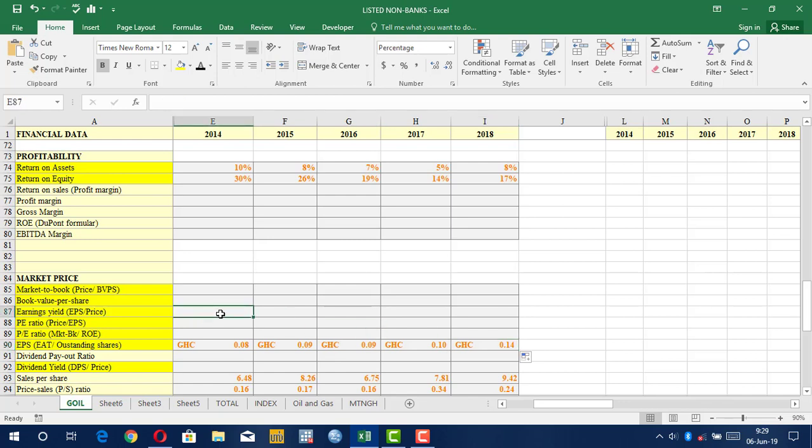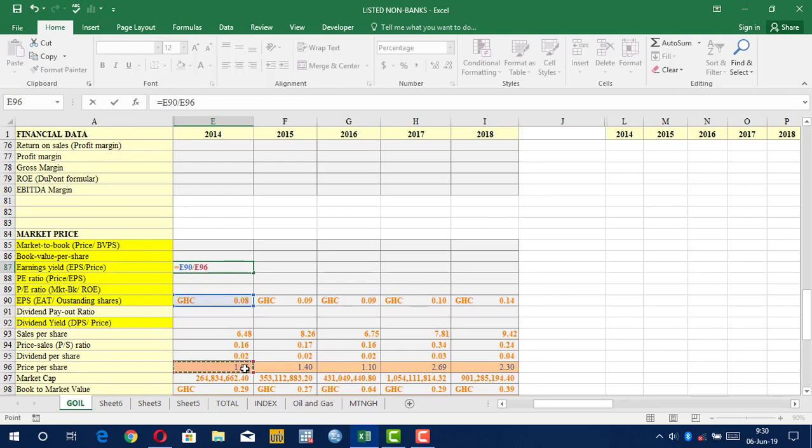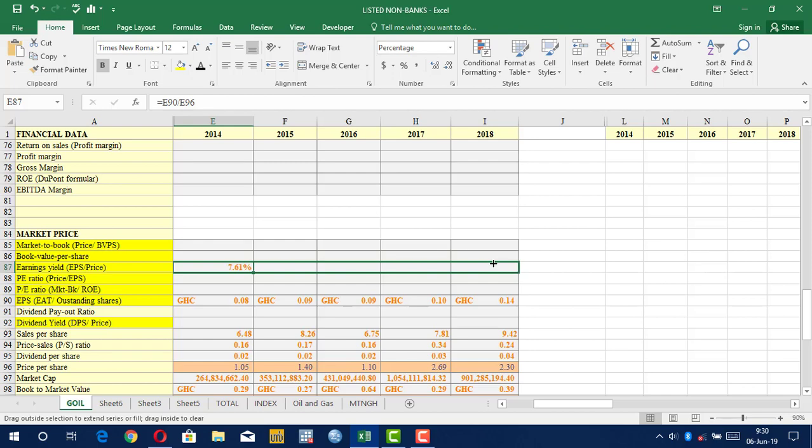Alright, so the earnings yield tells us, if you are to invest in the company, how much you are going to earn, or for every cedi that you invest in the company, how much earnings per share you are going to get. So for that, we will take our earnings per share here, then divide it by the market price, or the price per share. So there we have it. That is the earnings yield.